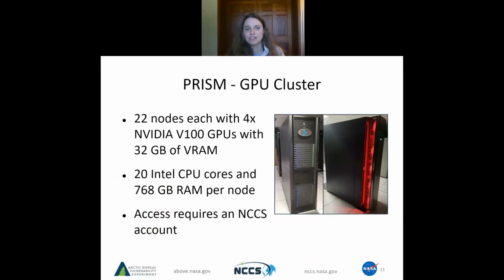There's also this new Prism cluster, and it stands for something cool. I can't remember how they found a name for that, but it's, I don't know, Mark, maybe you can put it in the chat. But it's a GPU cluster that's available, 22 nodes each, with NVIDIA GPUs with 32 gigabytes of VRAM and 20 Intel CPU cores, and so you can read all about it. But so that is also something that's available.